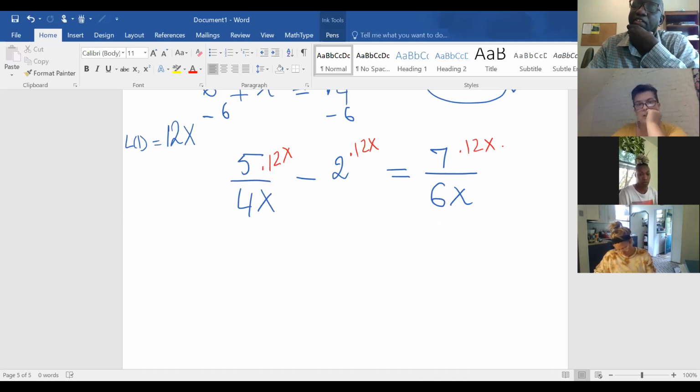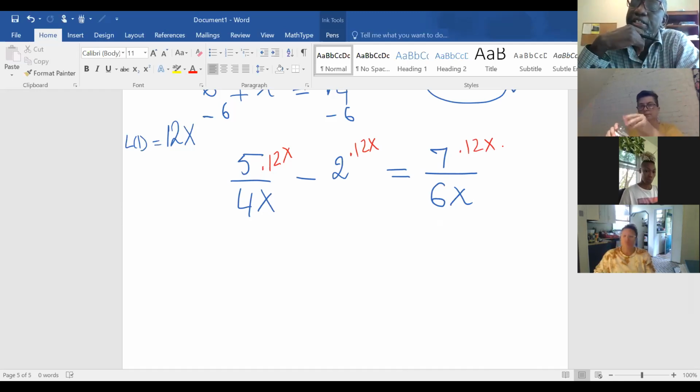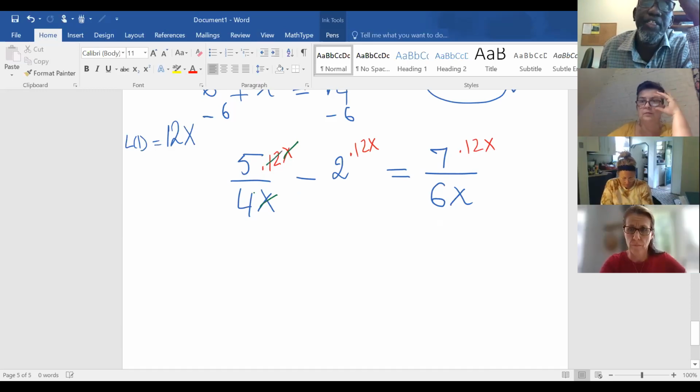Okay? And then over each fraction, we're going to do the crossings, right? Basically, every single denominator will be gone. You see, the first fraction, what's going to be gone? The x is gone, right? And the 12 and the 4, what is 12 divided by 4? 3. It is 3.